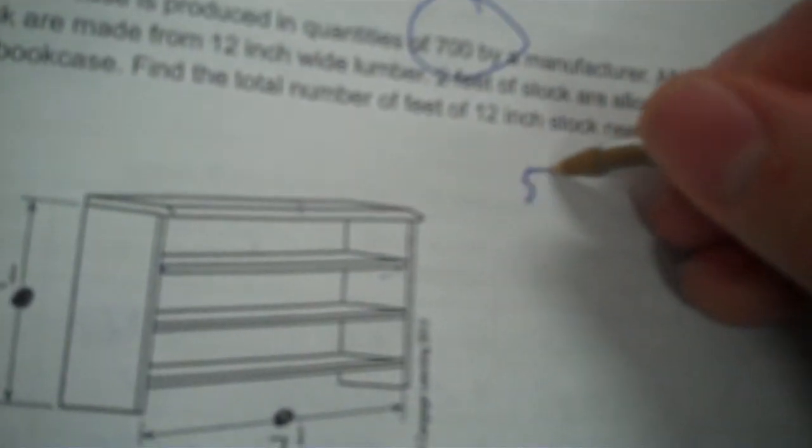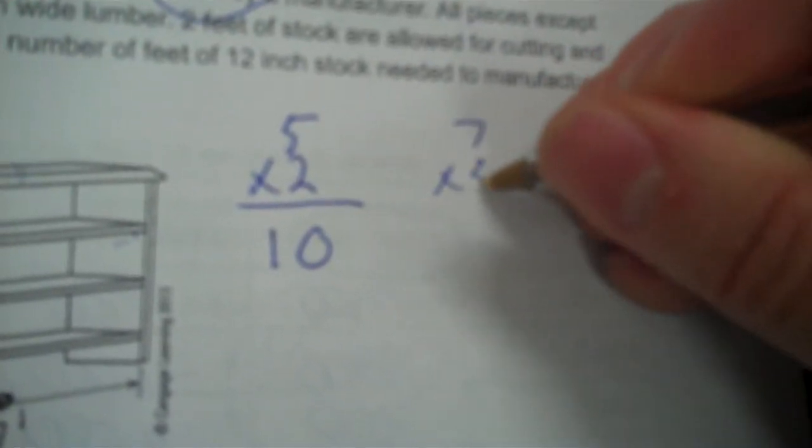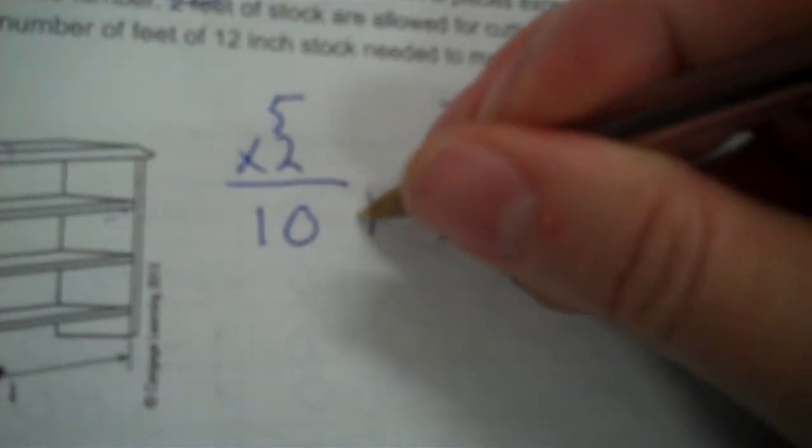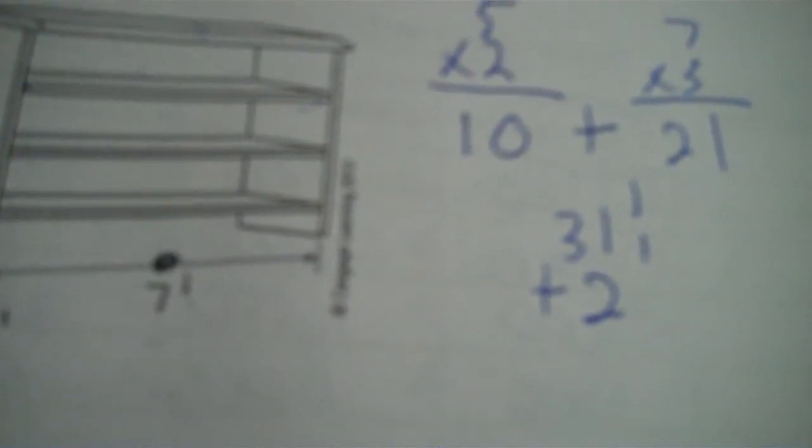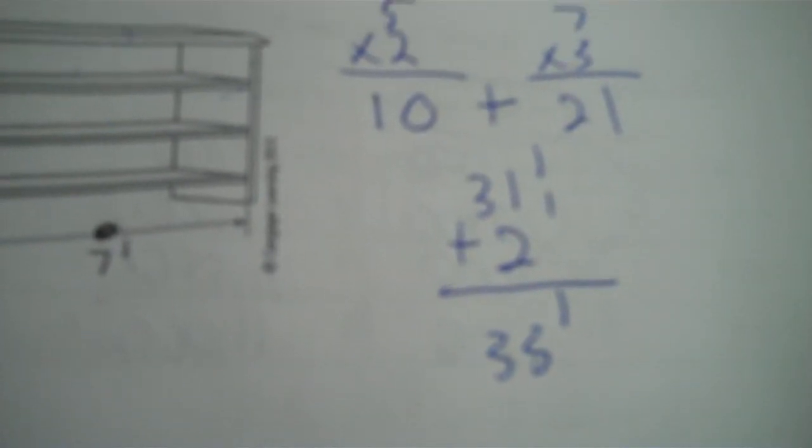Remember, one apostrophe means it's in feet. So how many feet do you need for just one? Well, you need 2 5-feet pieces, which is 10, and you need 3 7-feet pieces, which is 21. Now add them together and that's 31 feet. But you need to add 2 on, okay? Because one bookcase is 31 feet, but remember, every bookcase you make, you have that 2 feet that you have to throw out in the dumpster. So you'll need 2 feet along with the 31. So that's 33 feet, okay?